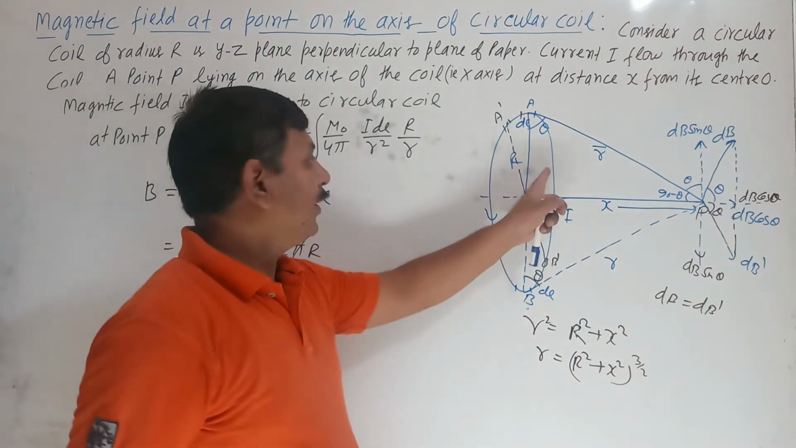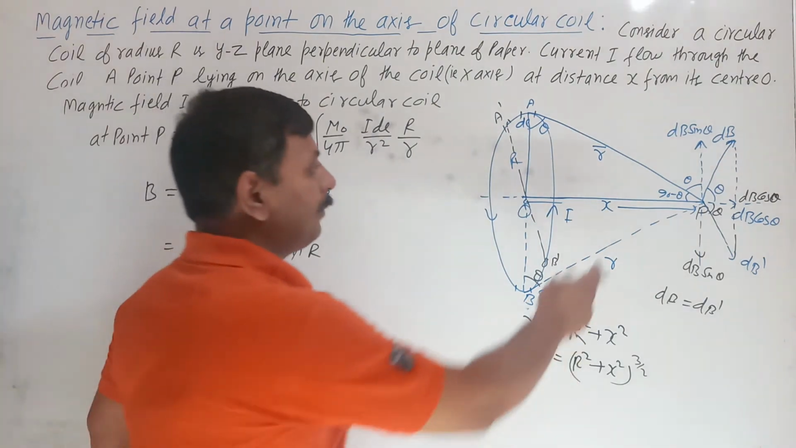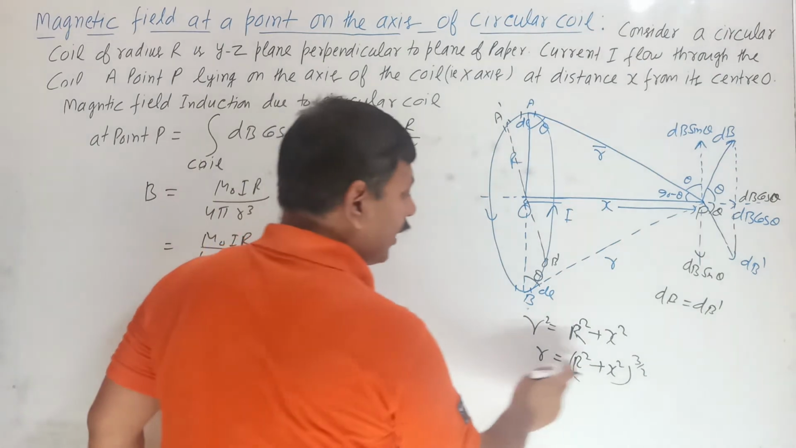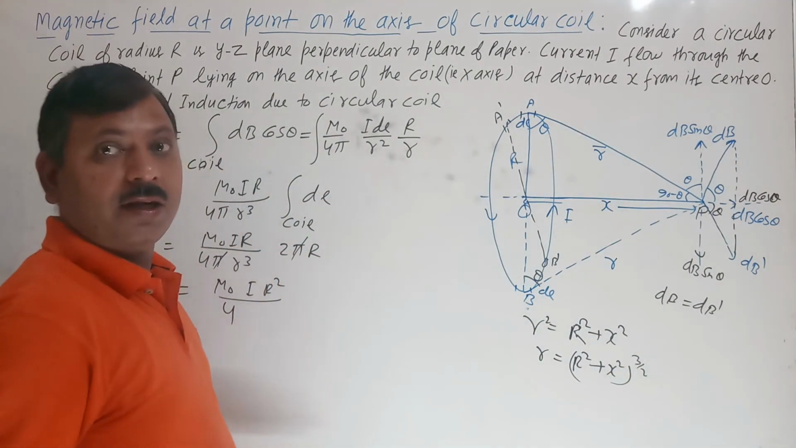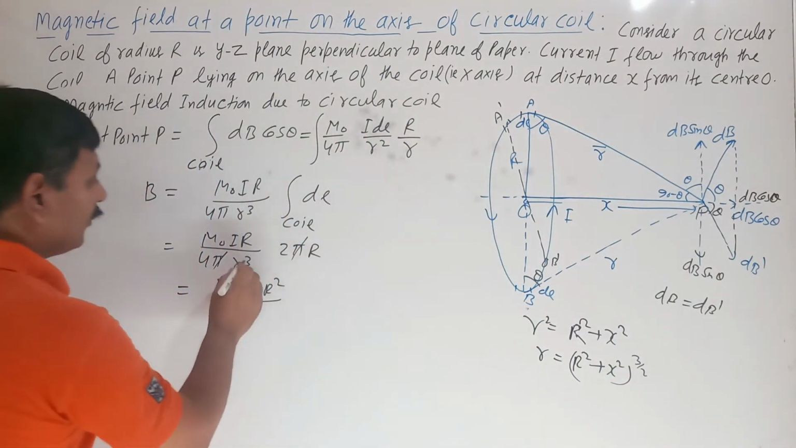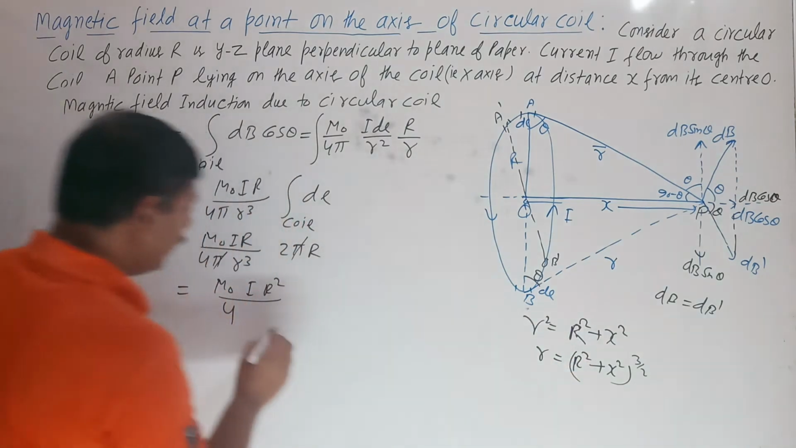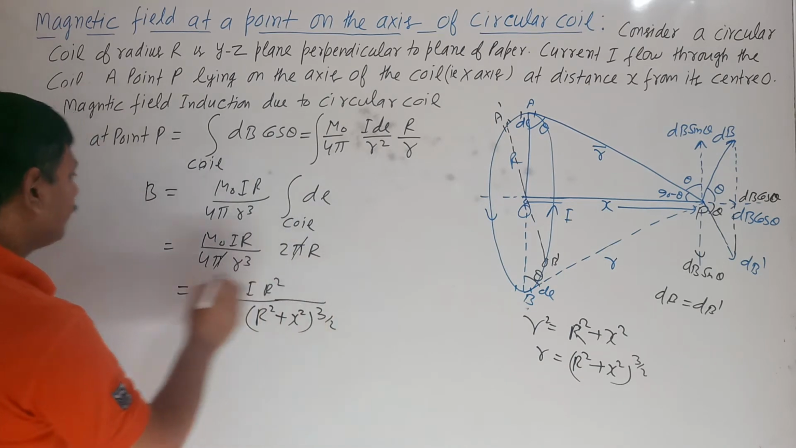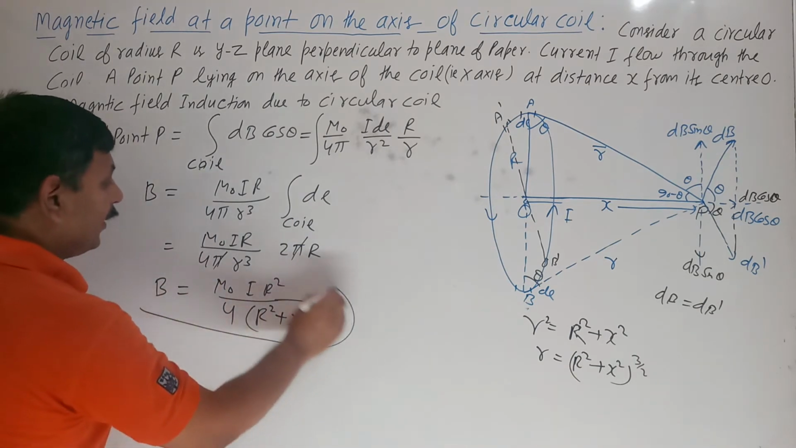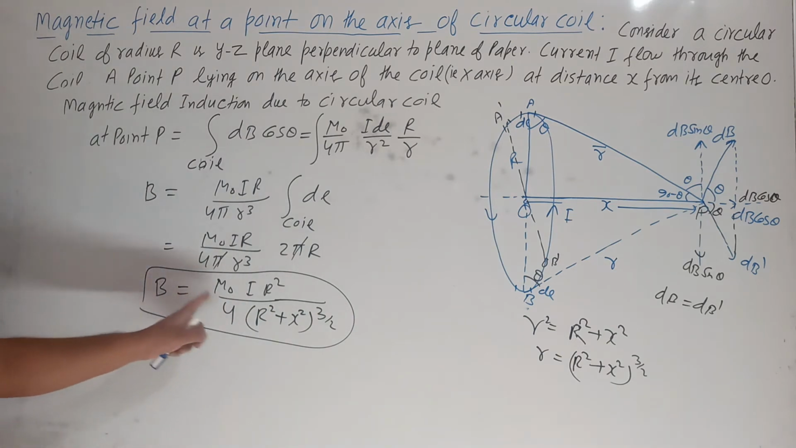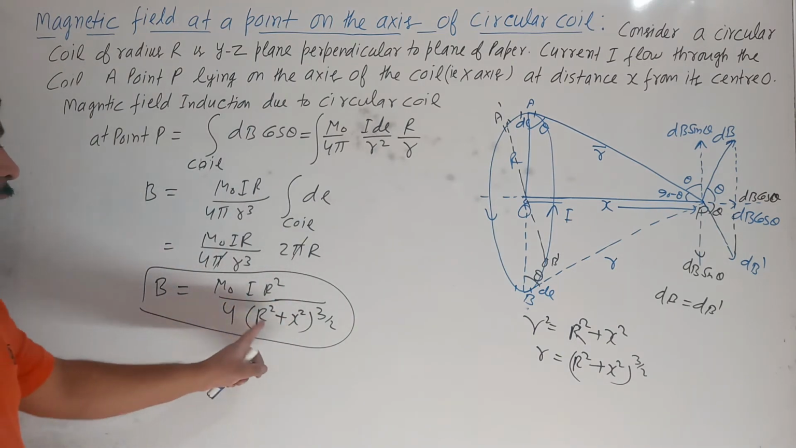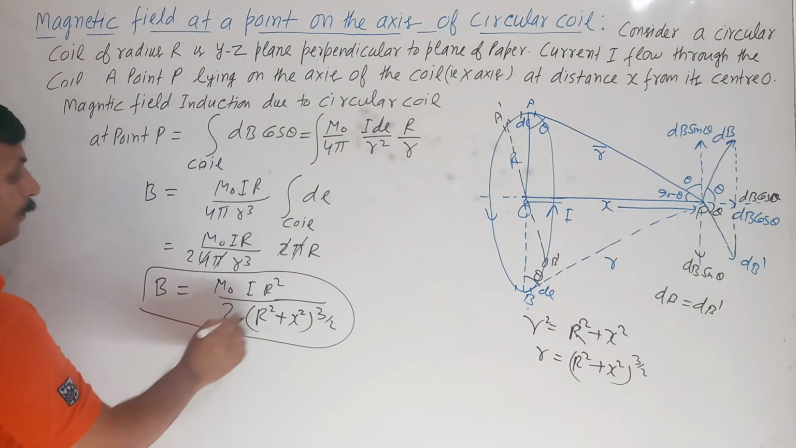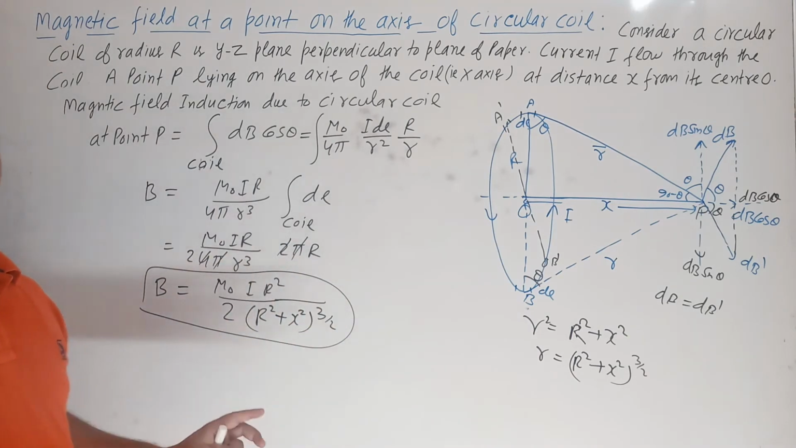See here, what is the relation between R and x? By Pythagoras theorem, R square is equal to r square plus x square. So R is equal to r square plus x square power 3 by 2, and in place of R you will write r square plus x square power 3 by 2. So this will be the magnitude of the magnetic field induction: B is equal to mu naught I r square upon 2 into r square plus x square power 3 by 2.